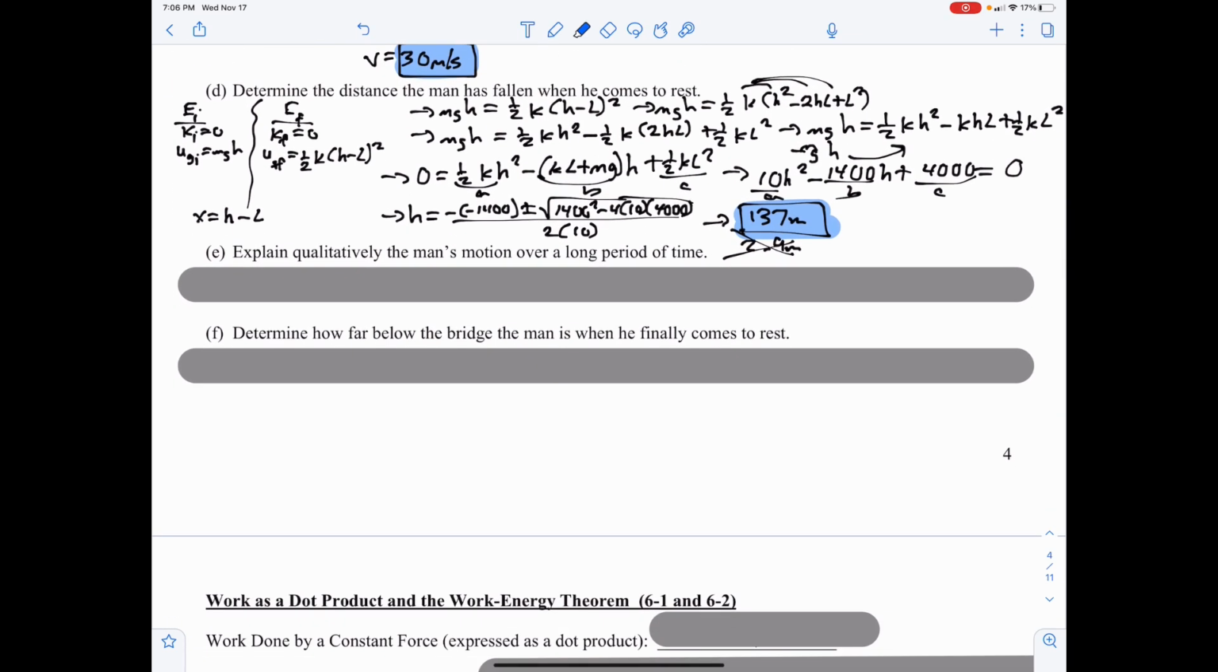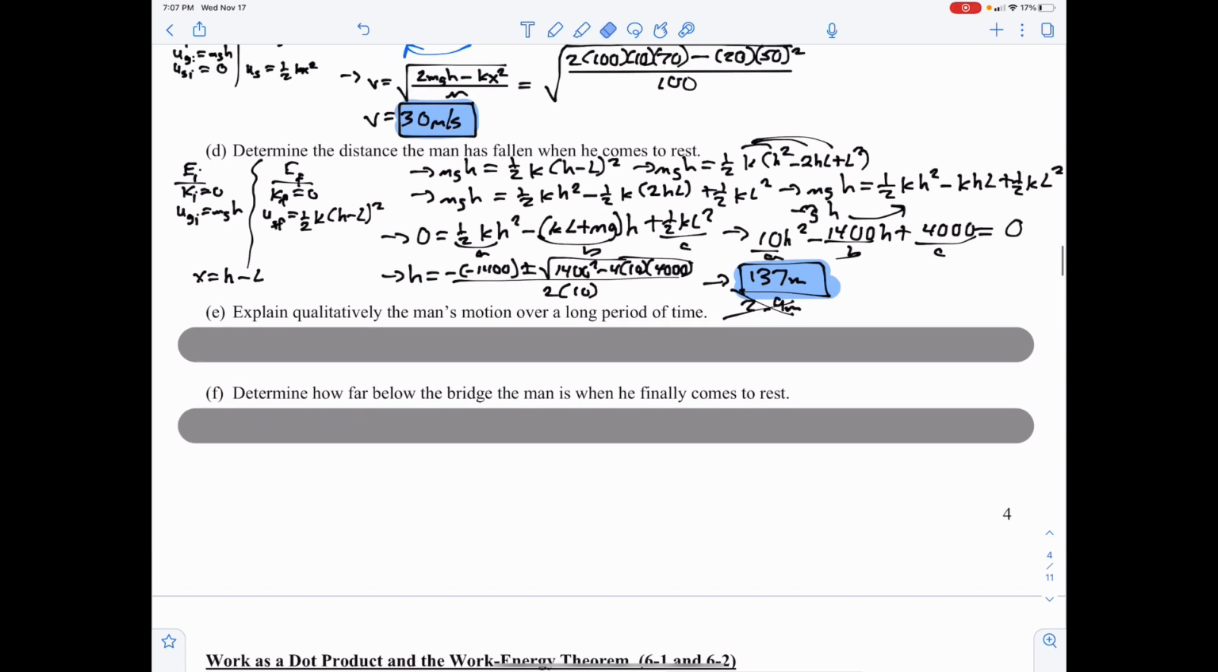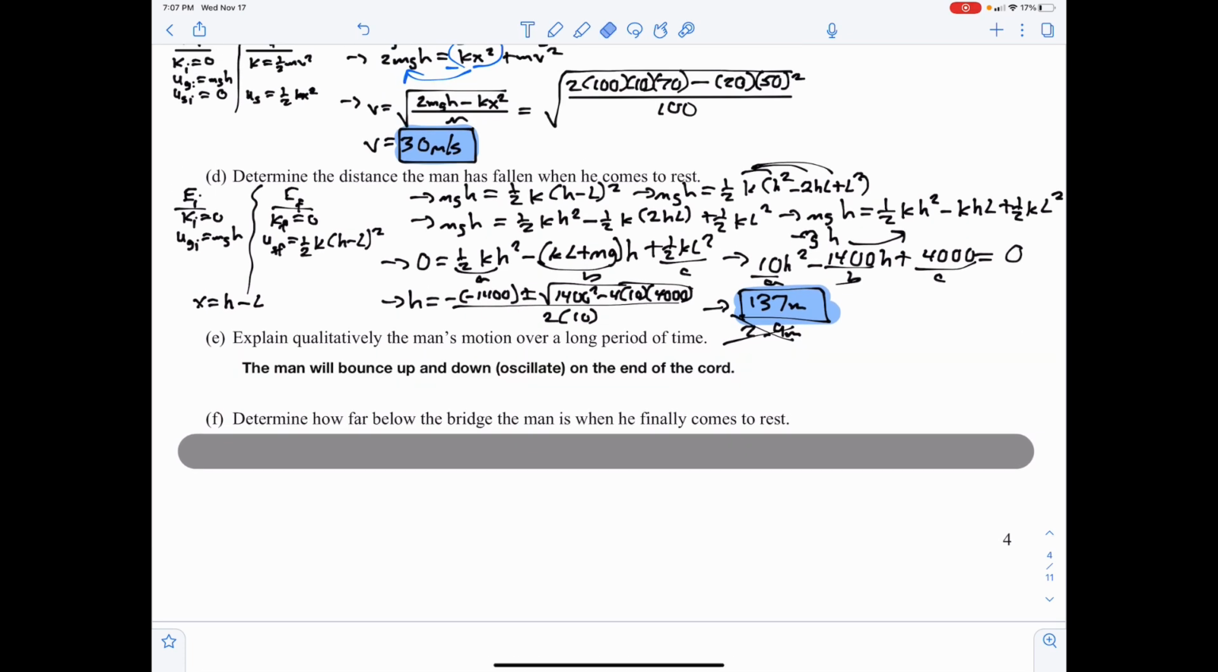Make sure you practice doing that part yourself independently, so that you can do the steps that I went through a little bit quickly. Part E, explain qualitatively the man's motion over a long period of time. Well, over a long period of time, the man is going to bounce and oscillate up and down on the cord.